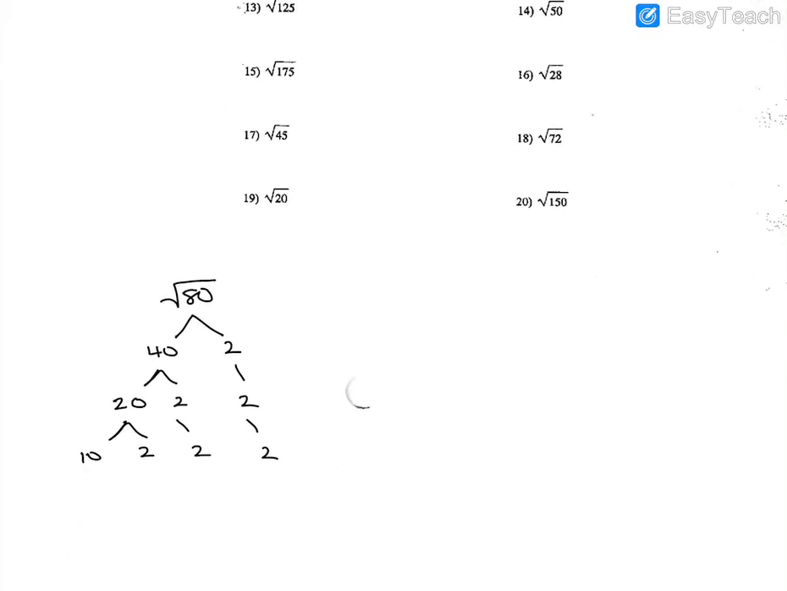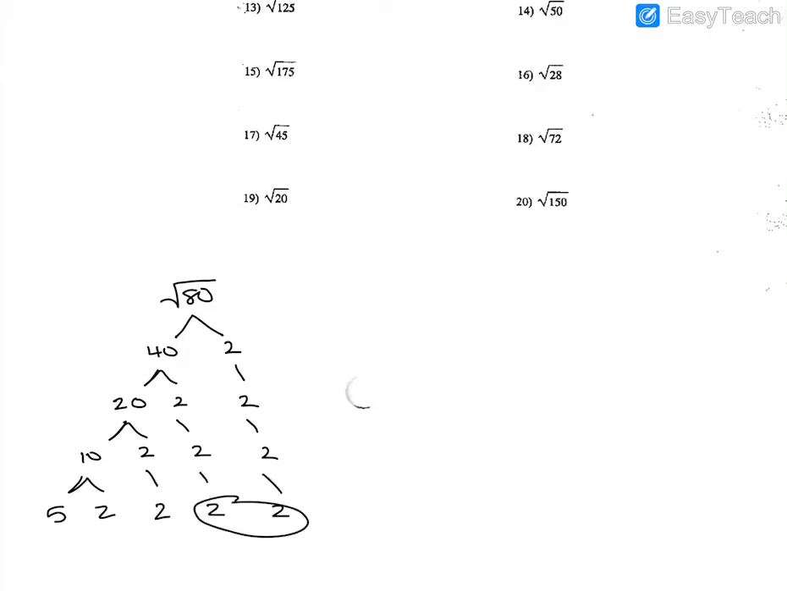Some people use the factor tree method, and what they do is break this down and say, okay, 40 times 2. This breaks down into 20 times 2. This stays a 2. This breaks down into 10 times 2. I still have the 2. I still have the 2. This breaks down into 5 times 2. I still have this 2. I still have this 2. And I still have this 2.